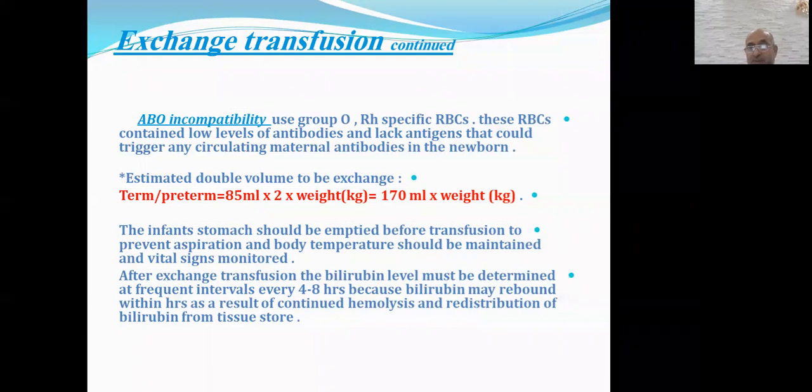Important, the infant stomach should be emptied before the transfusion to prevent aspiration, the temperature should be maintained and vital signs, of course, monitored. After exchange transfusion, the bilirubin level must be determined at frequent intervals, every 4 to 8 hours. Why? Because bilirubin may rebound within hours after exchange. This rebound or new increment is due to continued hemolysis and redistribution of the bilirubin from the other tissue.